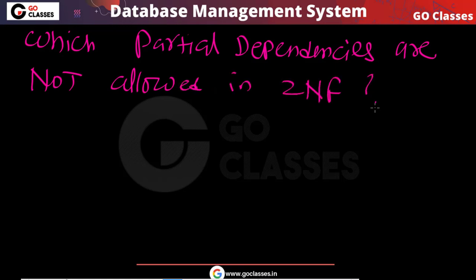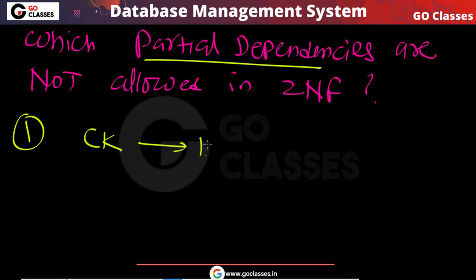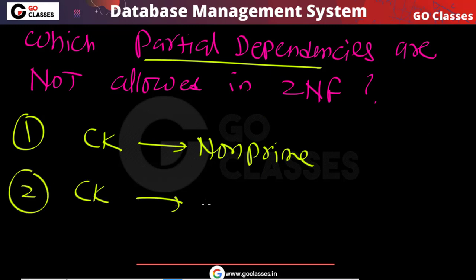So let me see. First, which partial dependency is not allowed in 2NF? I'm asking which partial dependency is not allowed in 2NF. For example, if a candidate key determines a non-prime attribute partially, if this is a partial dependency, then this is not allowed. And if this is a partial dependency, this is okay.